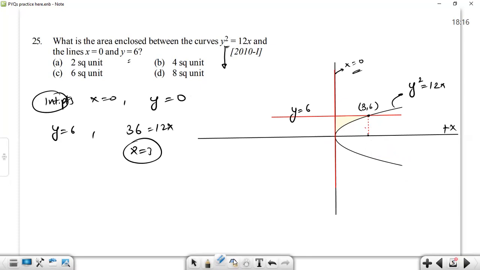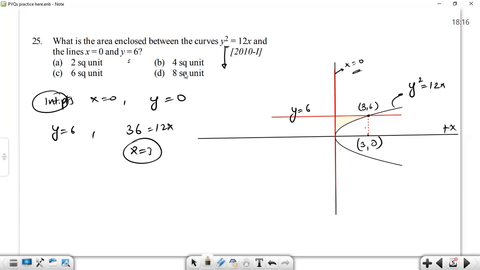Yes, this point will be (3, 0). Y will be 0 here, and 3 will be the x coordinate here. So now we have seen the graph. This is the line y equals 6. This is the parabola y squared equals 12x. This is the y-axis. Now the area bounded is this.